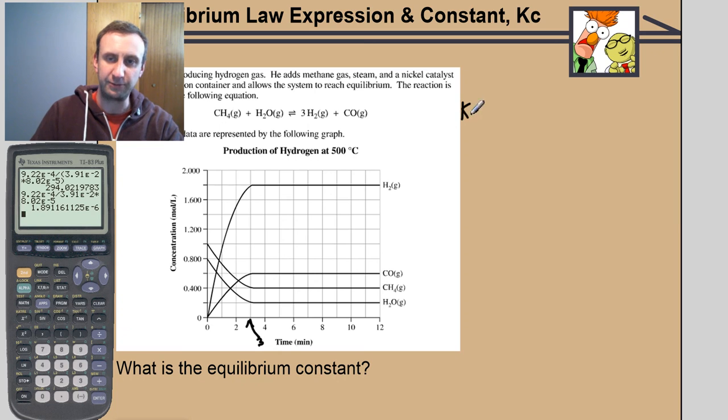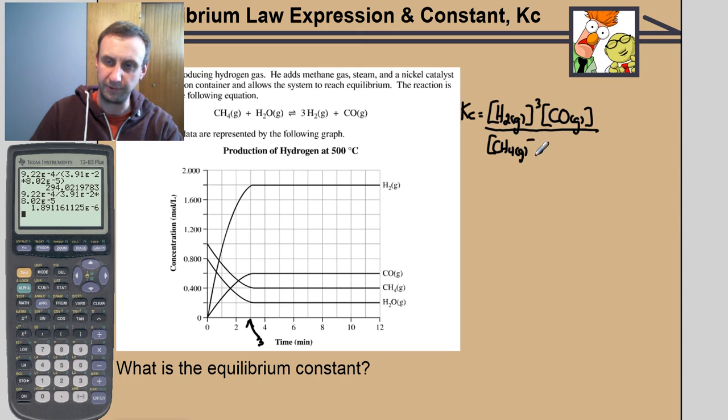So my Kc expression, Kc is equal to H2 gas to the power of 3 multiplied by CO gas to the power of 1 divided by CH4 gas to the power of 1 and H2O gas. These are all gases, so it's all included in my equilibrium expression. But now what I need to do is make sure that I get the values right for plugging in.